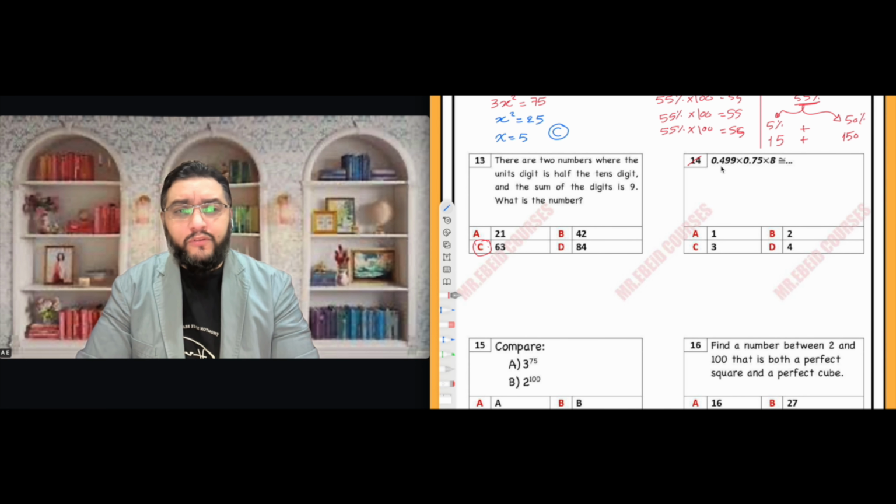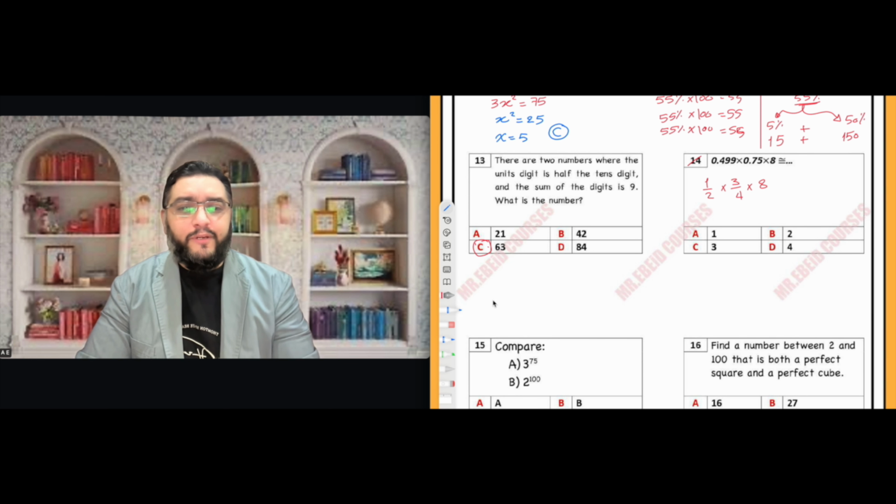Question 14, 0.499 times 0.75 times 8 approximately equals what? You can write 0.499 as 0.5, which equals half. You can change it into fractional form if you want to simplify. 0.75, you know that this is 3 over 4. This is from the fractions and the percentage lesson, times 8.